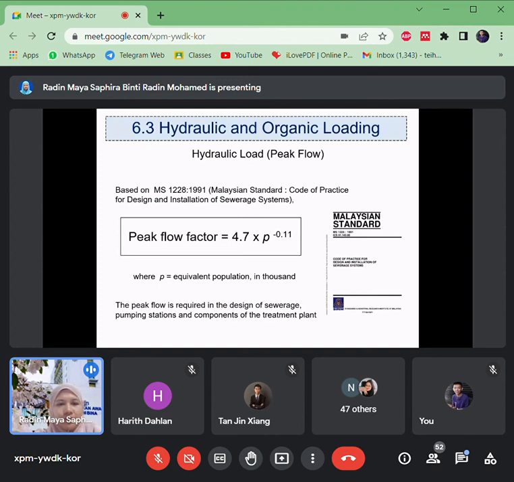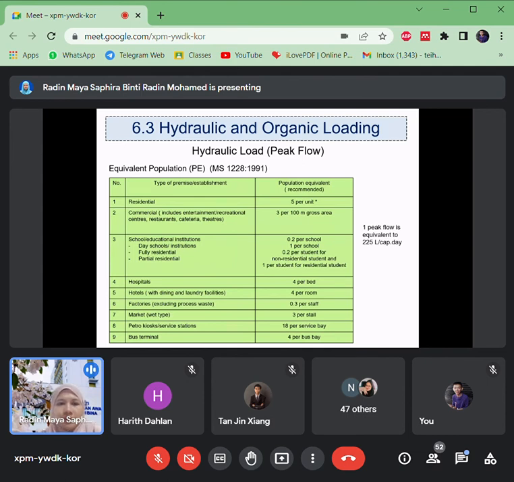So in order to calculate the peak flow factor, you need to use this formula. All of this is in the Malaysian Standard Code of Practice for Design and Installations of Sewage System. So P means the equivalent population in thousands, yeah. It's quite simple for me. PE is based on this table. PE, population equivalent. Okay, we assume that one residential unit is 5 persons per unit. Averagely, because some live with 2 people, some 10, but we take the average, 5.